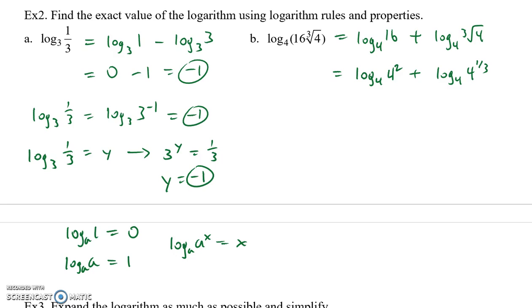And then, as you recall, at the end of the previous video we wrote log base a of a to the x equals x, the cancellation property of logarithms. So we can apply that here. The first logarithm would have to just be 2. The second one would have to be equal to 1/3. And then we can combine those together. We could just write 2 and 1/3, or if you want to write it as a common fraction, as 7/3.